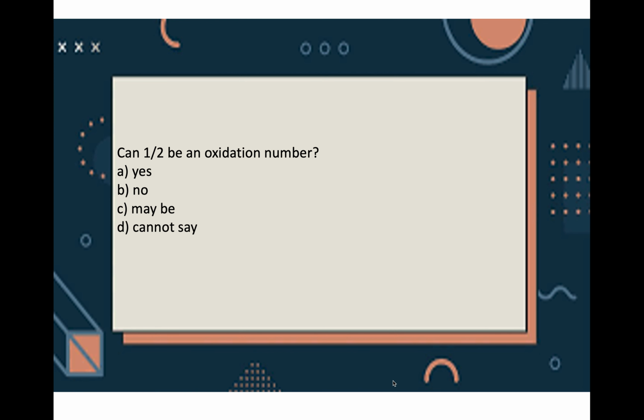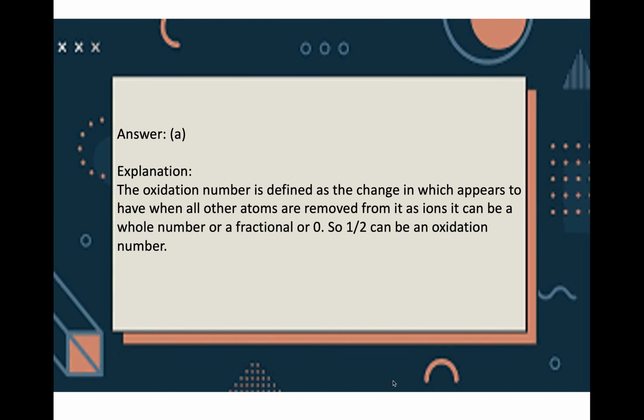Now, can half be an oxidation number? It's an important question. Is it yes, no, maybe, cannot say? Answer is yes, because oxidation number is the charge which an atom appears to have when all atoms are removed from it as ions, and it can be a whole number or a fraction or 0. So remember this point, and therefore half can be an oxidation number.